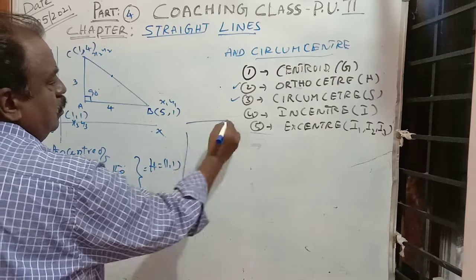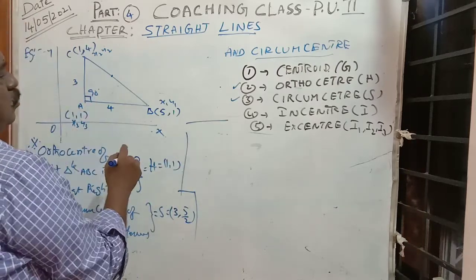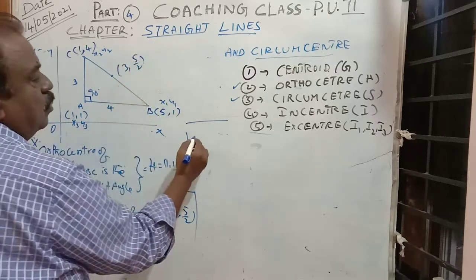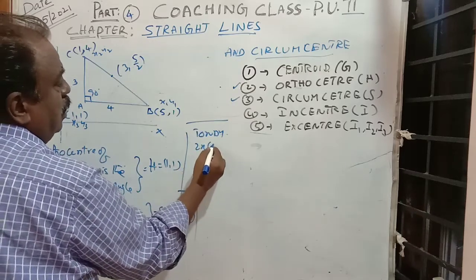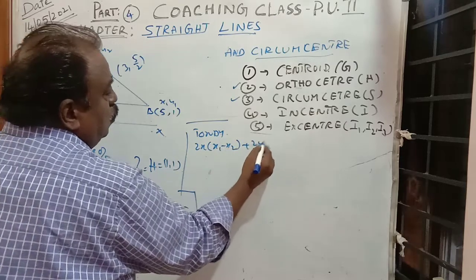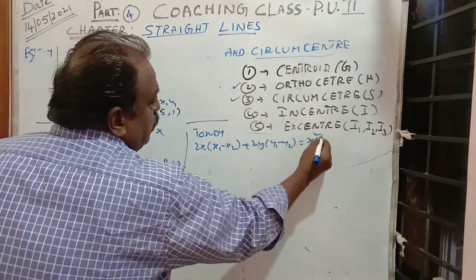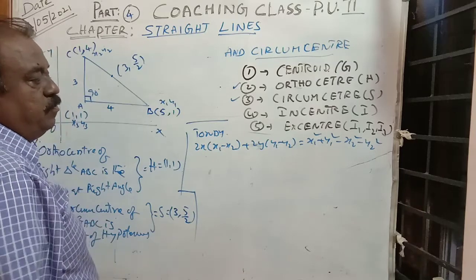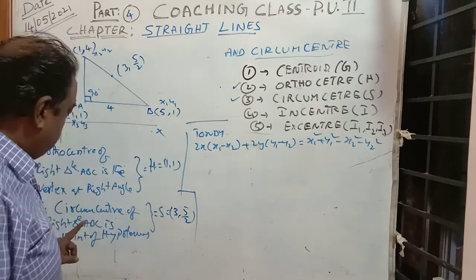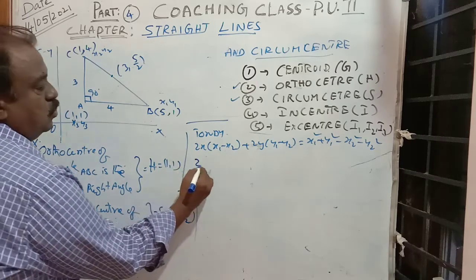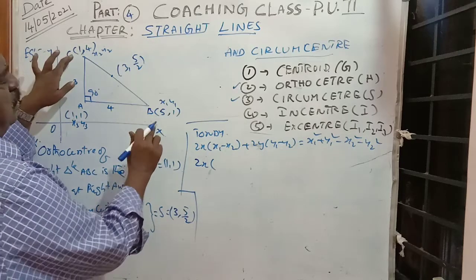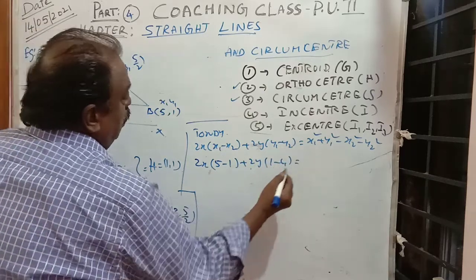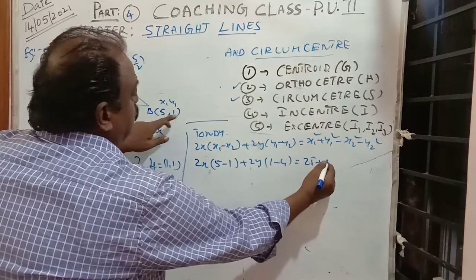See, same question. The triangle, we know it. It is actually the midpoint of the hypotenuse, 3, 5 by 2. We use the same method: 2x of x1 minus x2, 2y of y1 minus y2, equals x1 square plus y1 square minus x2 square minus y2 square. This is for the circumcenter, to find the circumcenter of this triangle. It is 2x of, what is x1, x2, same, you take it. It is 5 minus 1, 2y of 1 minus 4, it is 25 plus 1.